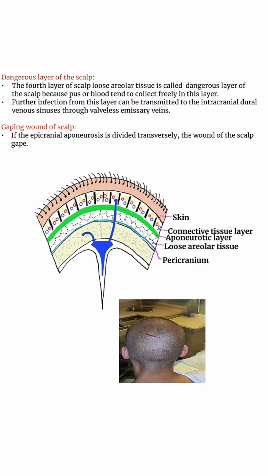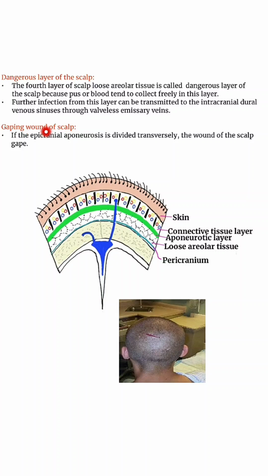For example, if there is pus in this layer, infection from this layer can spread to the intracranial dural venous sinuses through the emissary veins. For this reason, it is known as the dangerous area of the scalp.